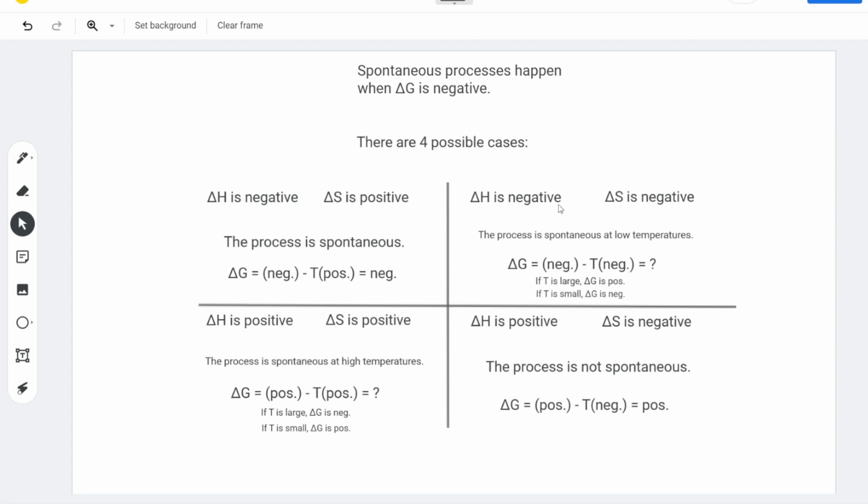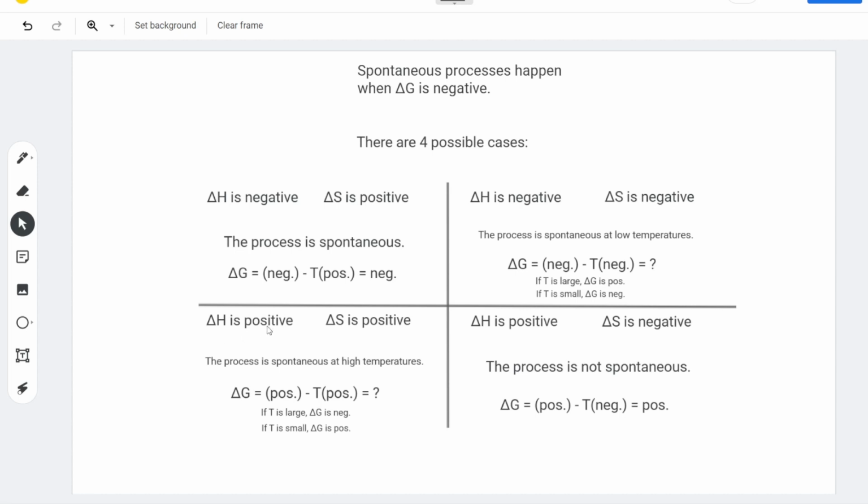If delta H is negative and delta S is also negative, then the process is spontaneous at low temperatures. This is because delta G will equal a negative number minus a negative number. So, if T, or the temperature, is large, then delta G will be positive, since this term will get larger, and that will mean that delta G will become positive. However, if T is smaller, then delta G will be negative. So, when temperatures are low, the process is spontaneous.